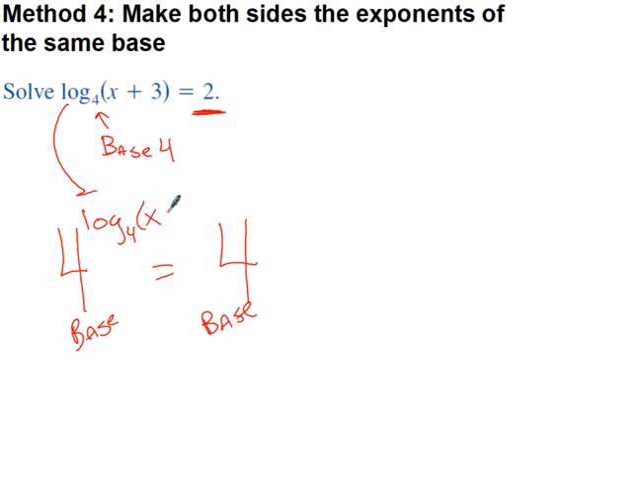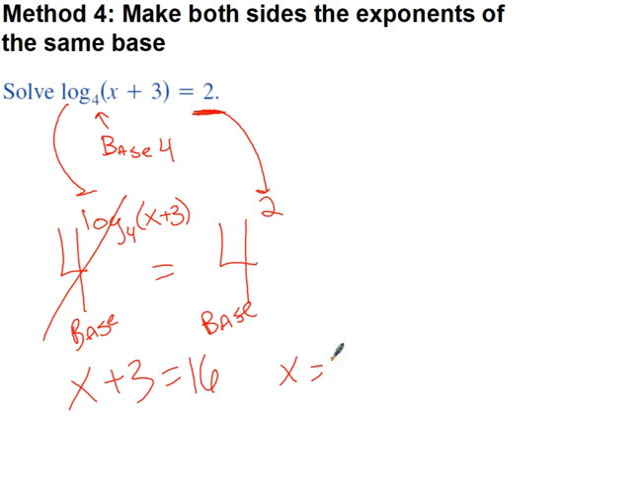And the reason why I'm doing that on the left side is that those are inverses. They'll cancel out and I'm left with x plus 3. And whatever I do to one side, I got to do to the other side. So I'll put that 2 right there, and I'll end up getting 4 squared, which is going to be 16. So subtract 3, and x is equal to 13. Okay, so again, 13 plus 3 is 16. 4 to the second power is 16. We're good to go.